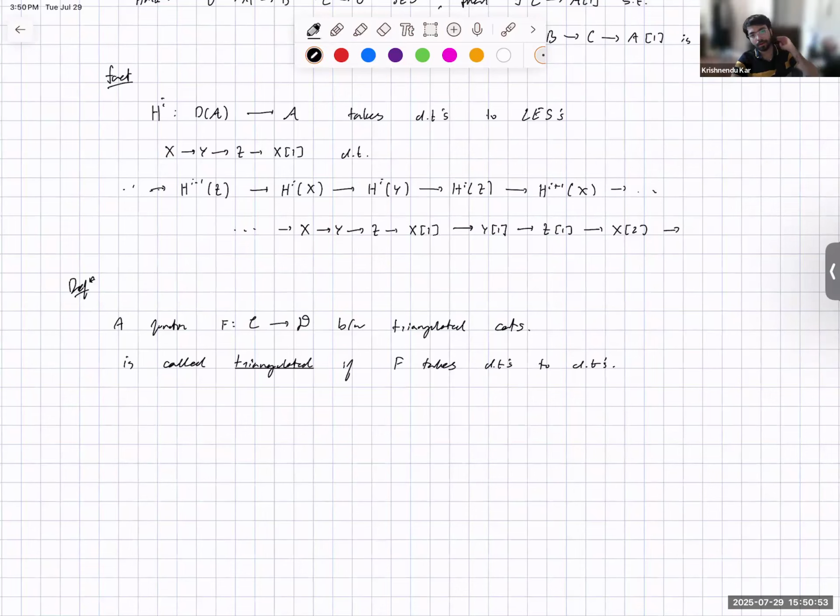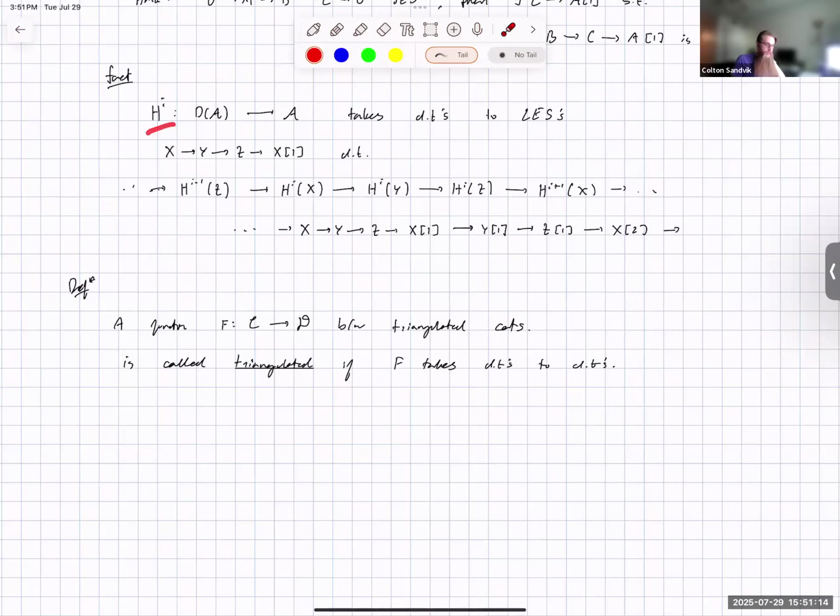Great. Could you go on? Can you explain one more time what the fact is? So H^i is your cohomology functor. We have a functor that takes us from the derived category back to the abelian category, and it's just cohomology. And if we have a distinguished triangle, this cohomology functor produces a long exact sequence.